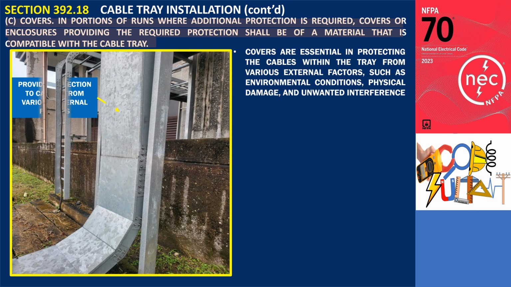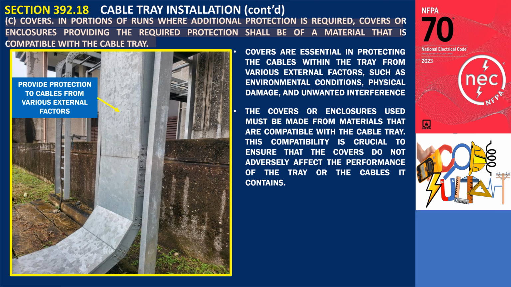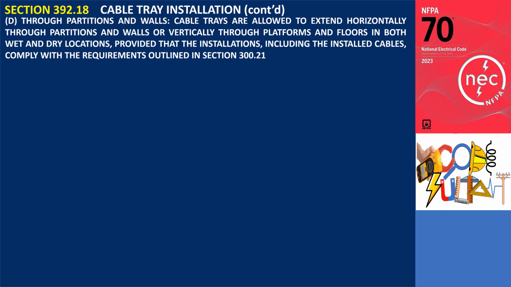Covers are essential in protecting the cables within the tray from various external factors, such as environmental conditions, physical damage, and unwanted interference. In certain situations, additional protection is needed to ensure the safety and integrity of the electrical system. The covers or enclosures used must be made from materials that are compatible with the cable tray. This compatibility is crucial to ensure that the covers do not adversely affect the performance of the tray or the cables it contains. Section 392.18d, Through partitions and walls.